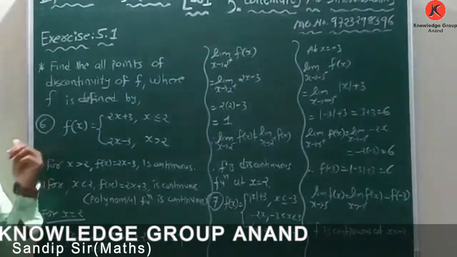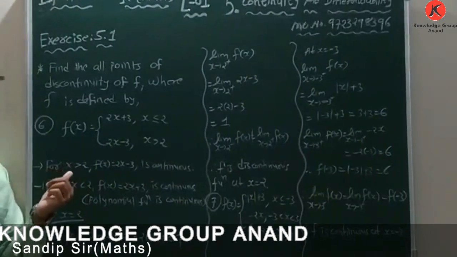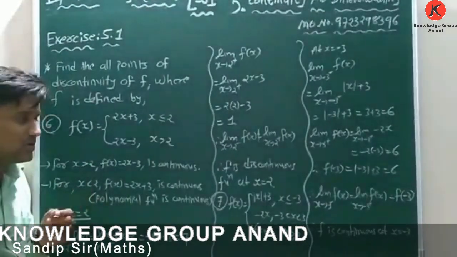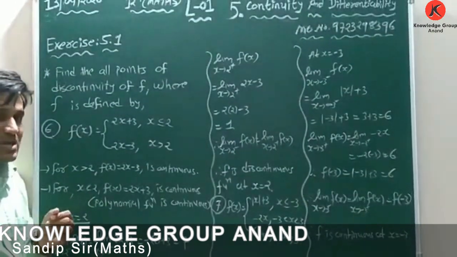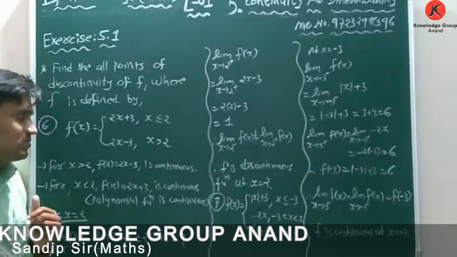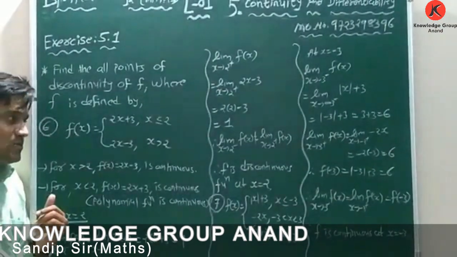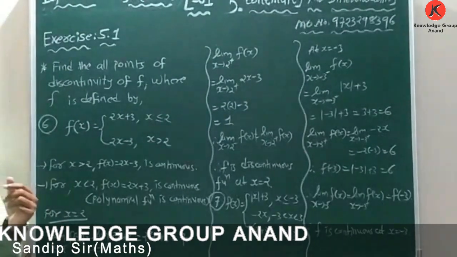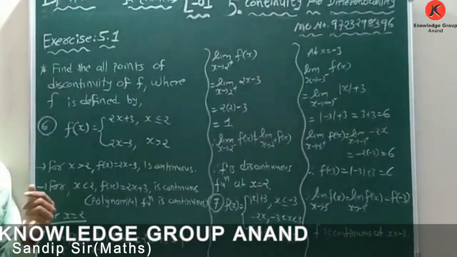Okay, तो 6 number ने example, f of x containing two parts. If x is less than or equal to 2, then the given function is f of x equal to 2x plus 3, and if x is greater than 2, then f of x is equal to 2x minus 3. Okay, so we have to check whether the function is continuous or discontinuous at which point.